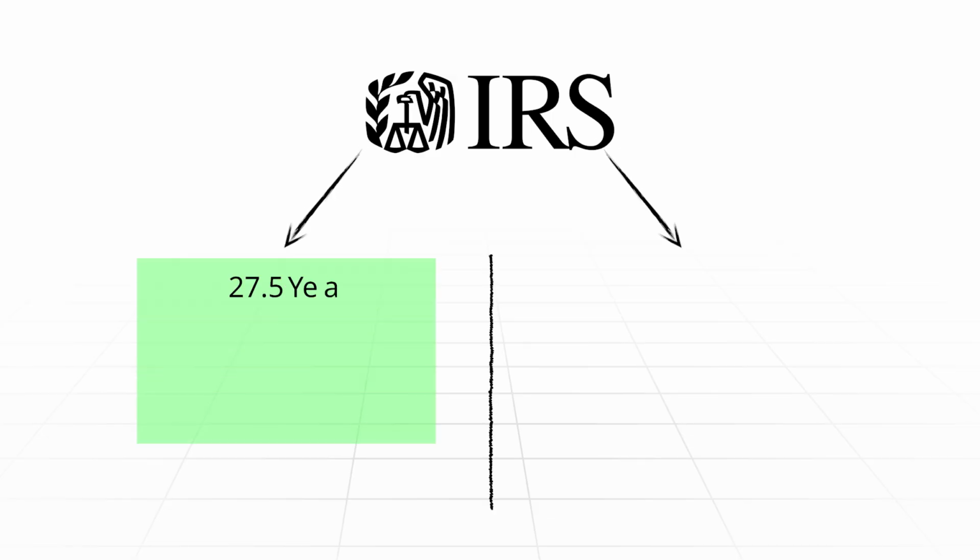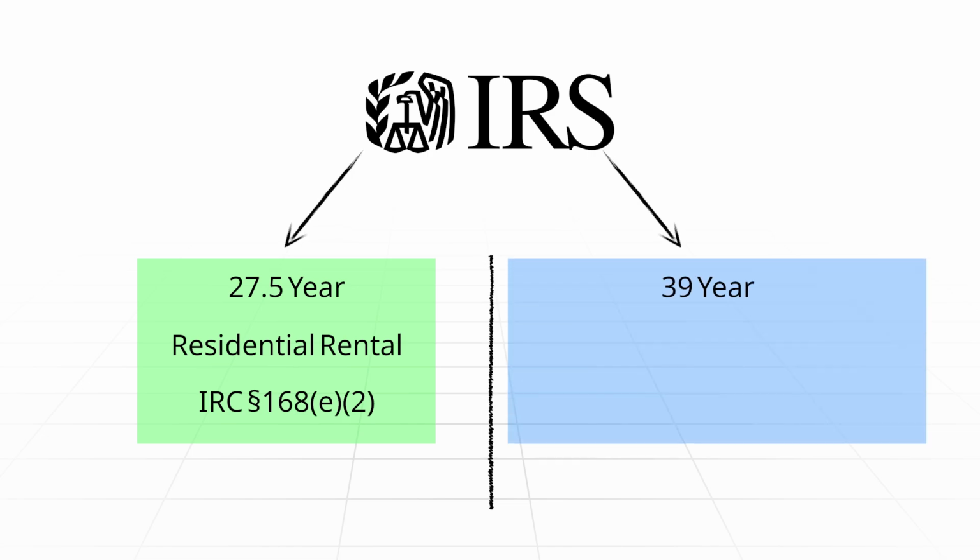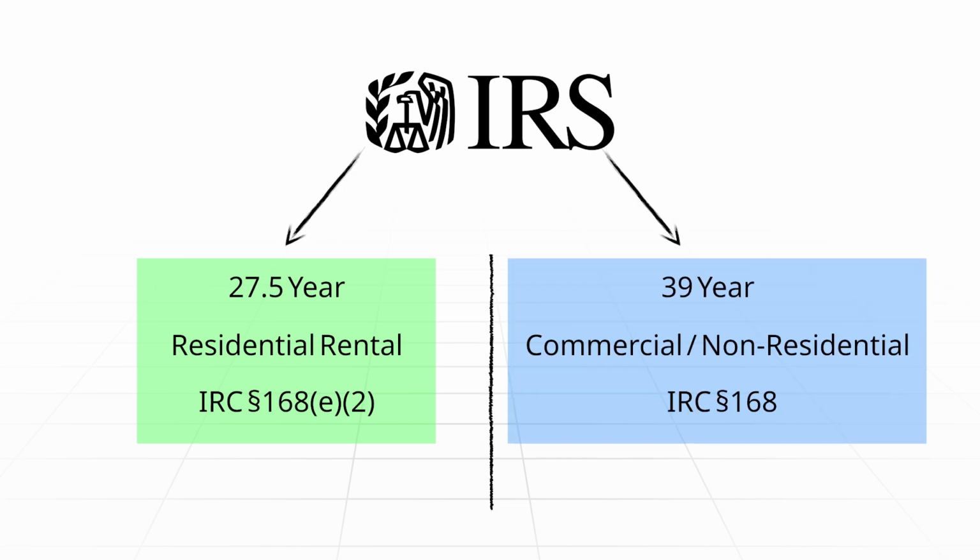So first off, the IRS has two depreciation life cycles. Before we get into mixed use, let's level set where these start. The IRS uses two main depreciation lives for buildings. 27.5-year residential rental property, which is defined under IRC Section 168. And then there's 39-year non-residential commercial property. So 27.5-year typically for residential, 39 for commercial.